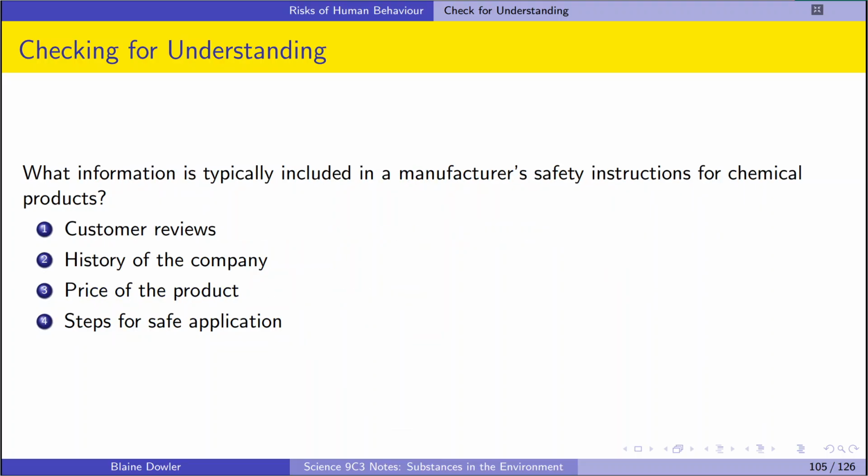What information is typically included in a manufacturer's safety instructions for chemical products? Would it be customer reviews, history of the company, price of the product, or steps for safe application? You might find them all in there in some of these manuals, but the most likely one, pause if you need more time, steps for safe application is the one you can depend on. The rest are inconsistent, partly because they're largely irrelevant.